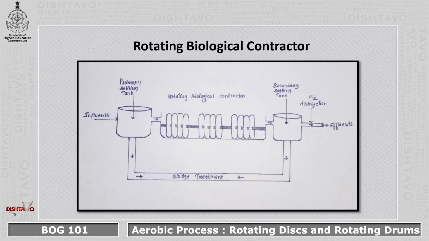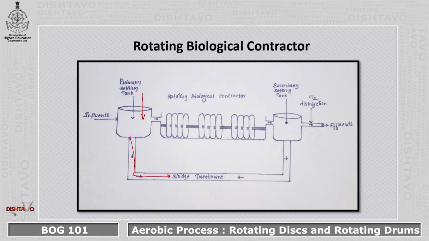The first step is the entry of the influents, wherein the wastewater is entered as the input and then it is moved into the primary settling tank. In the primary settling tank, the wastewater is separated from the dirt, sand, and other coarse particles which are present. These separated materials are then moved into the sludge treatment section.